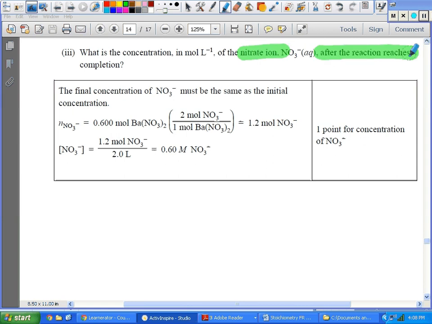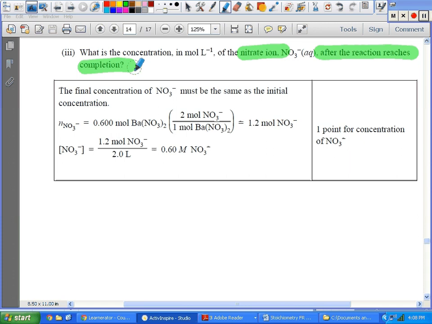Okay? Please notice the final concentration of nitrate must be the same as the... Why? You can't have anything in the products that wasn't there in the reactants. Conservation of mass. What you start with, you must end with. What you start with, you must end with. You agree with that? All right. So again, that's a new kind of thing. You're like, oh, I get that now. So the final must be equal to the very end. So here's what you can do.